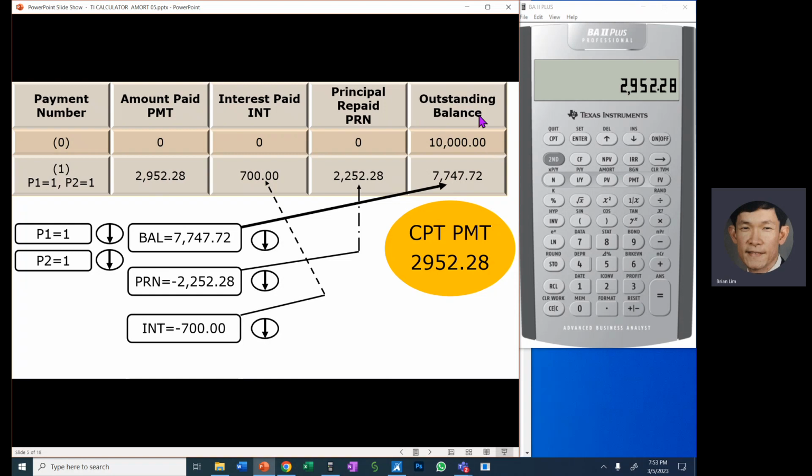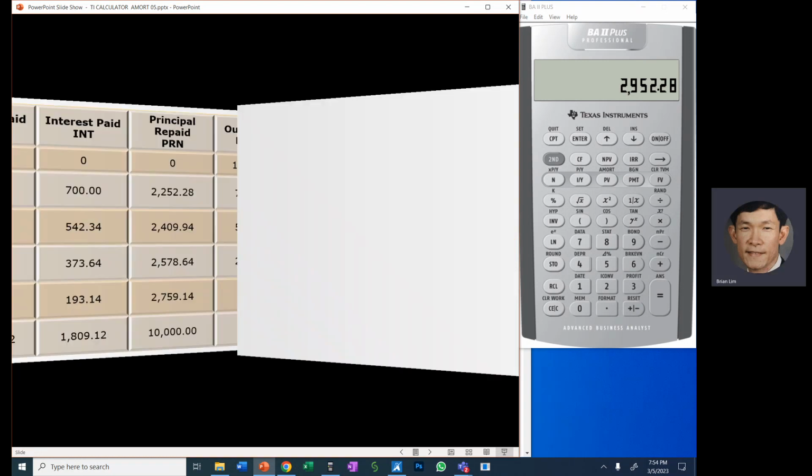That's the starting balance or the principal, and then this is the payment. Then this amount was paid on this $10,000. So that's why, if we subtract this amount from the $10,000, we get $7,747.72. And this $700 is the interest. So if we add the $700 to the amount repaid on the principal of $2,252.28, we get this number here, which is the number that was computed for the payment, $2,952.28.